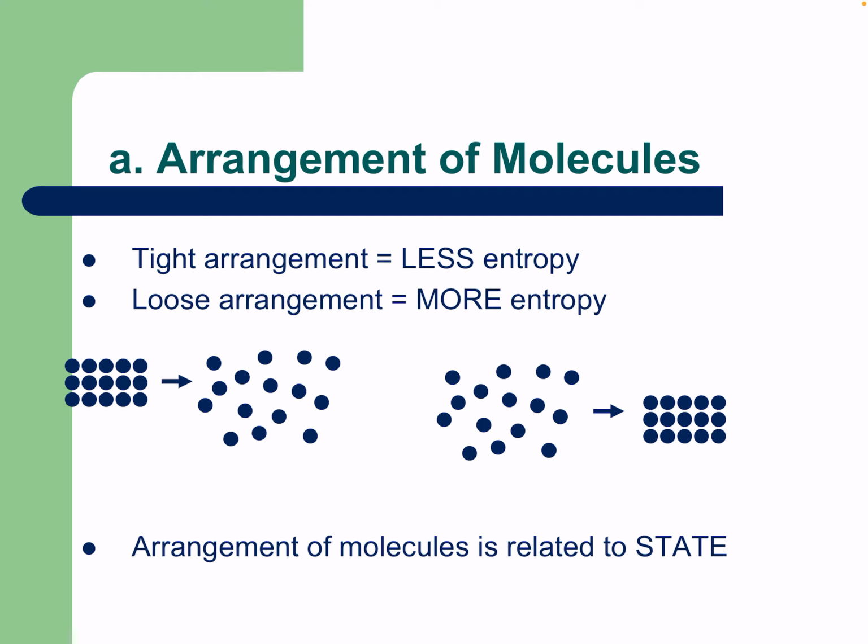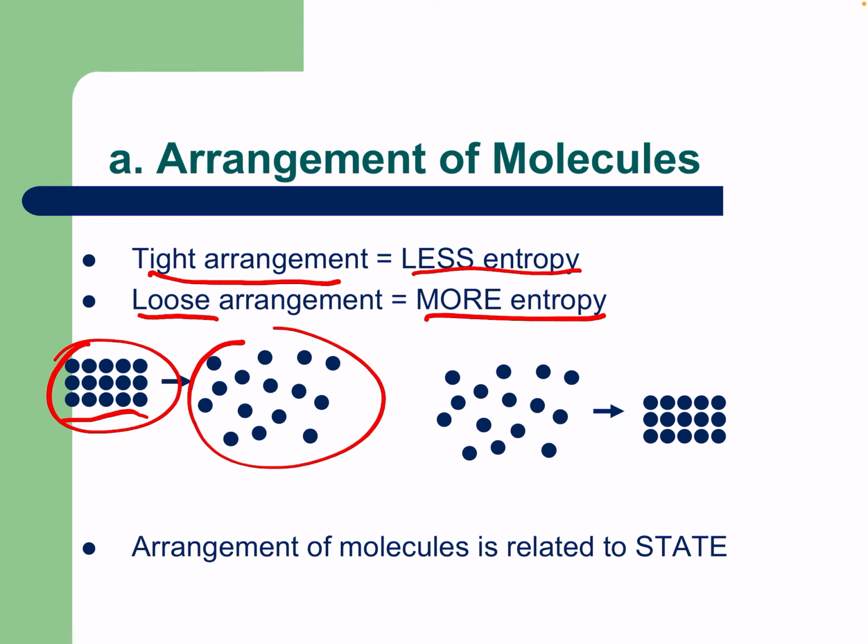So first, the arrangement of molecules. We can follow the figures as I speak. Here, in a tight arrangement, there's less entropy, so less disorder. If you think about what the word disorder means, this is very compact, less disordered. Where we have a loose arrangement, there's more entropy.